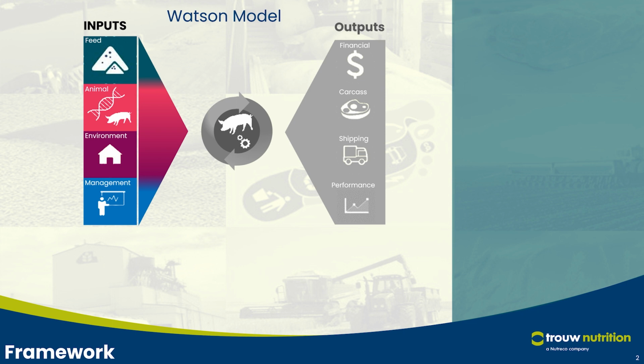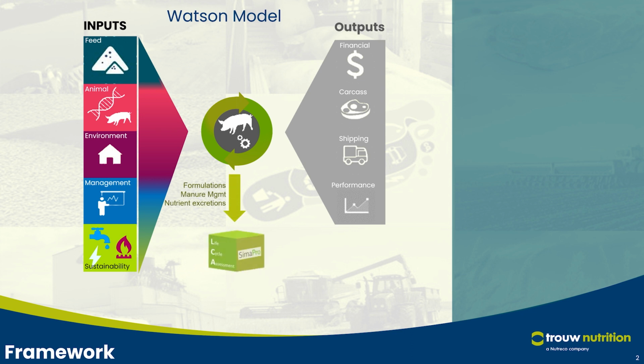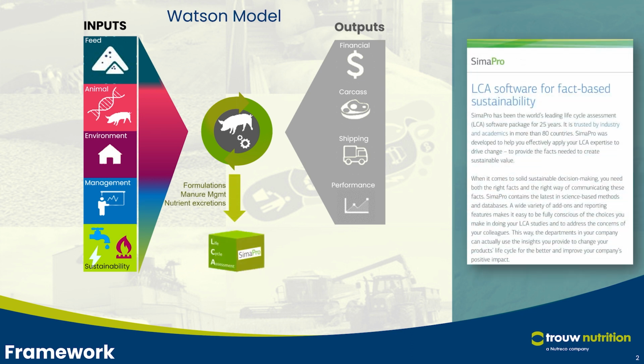So the next stage of the model involves a sustainability aspect. This involves using some third-party software from Remmer, who are experts in life cycle analysis, and the information is sent from the Watson model using an API link into the Remmer software, which then reports back on various sustainability metrics.